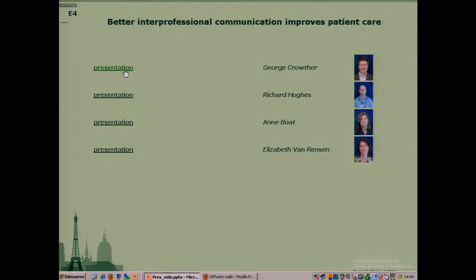Our next speaker is going to be Anne Boat, who is going to address the same topic, but as you'll see from a very different perspective, although we are later coming back to SBAR.